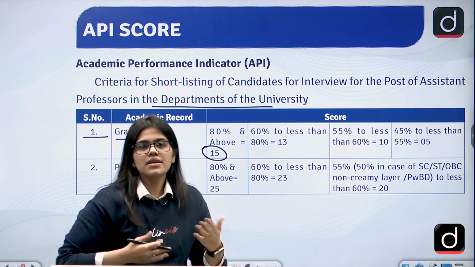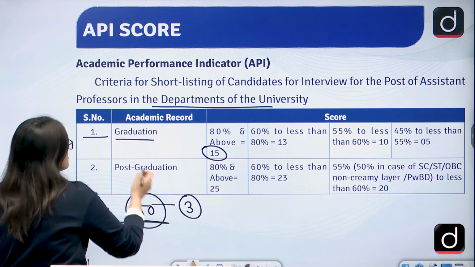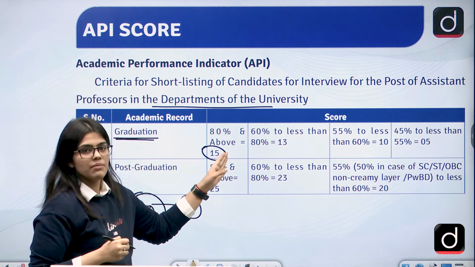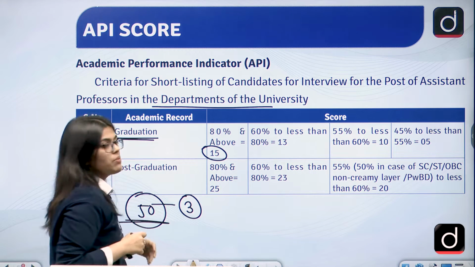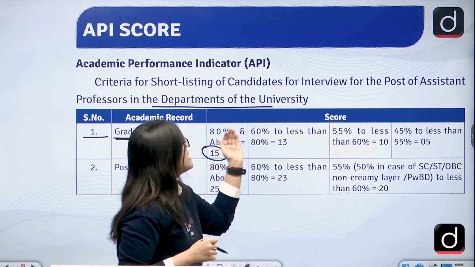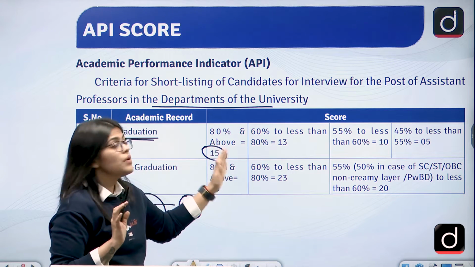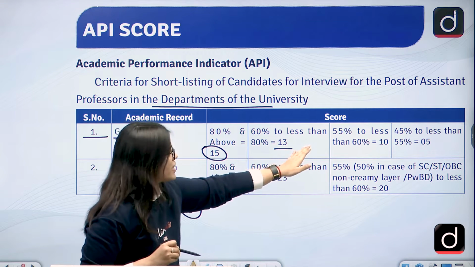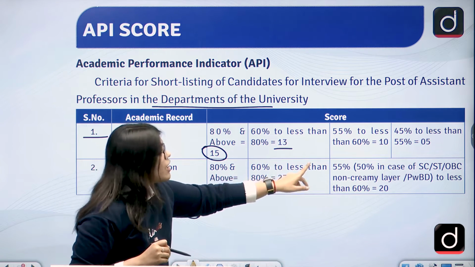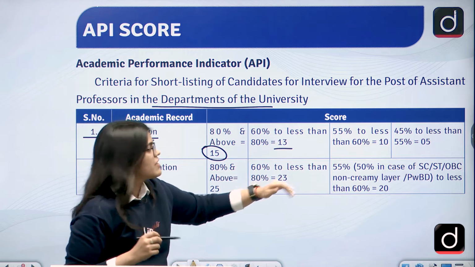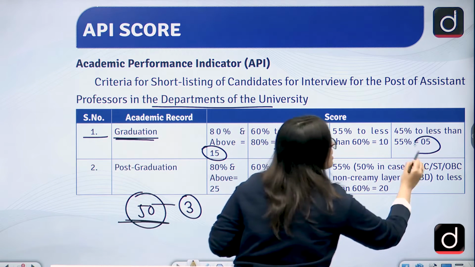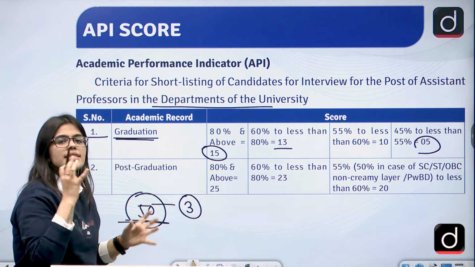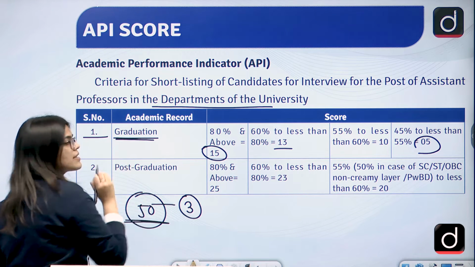So this is how the screening process happens. The first is the graduation. If you have 80% and above, then 15 marks would be awarded. If it is 60% to 80%, then 13. And if you have 55 to 60, then 10. 45% to 55%, then 5 marks would be awarded. So you will see the categorization in this way only. This is in the graduation.